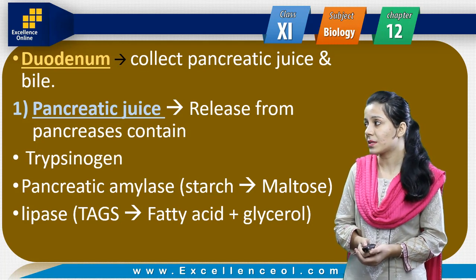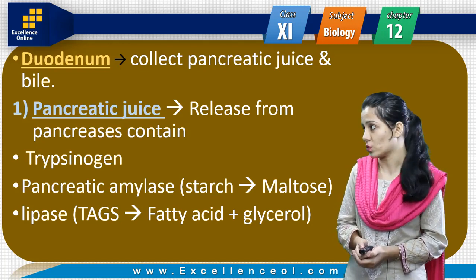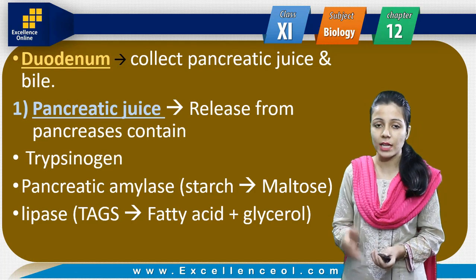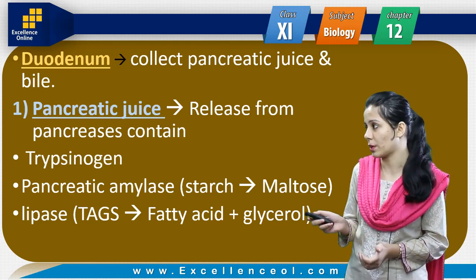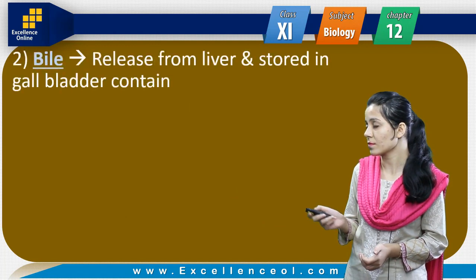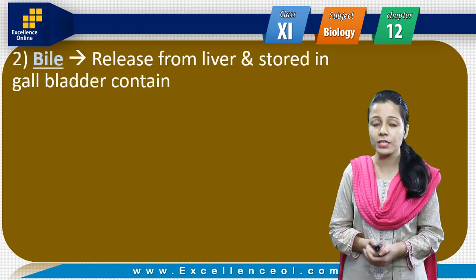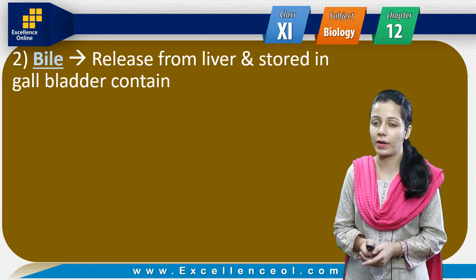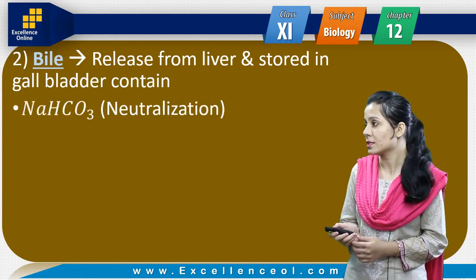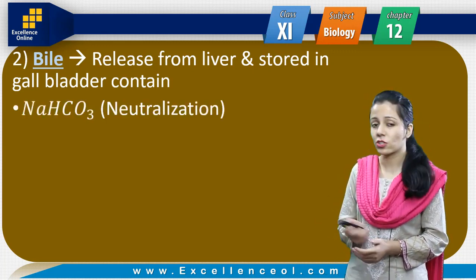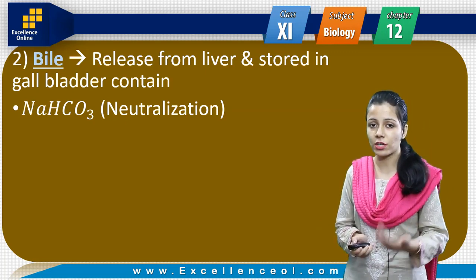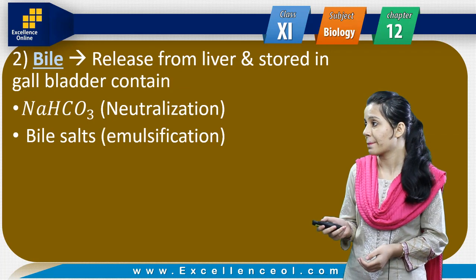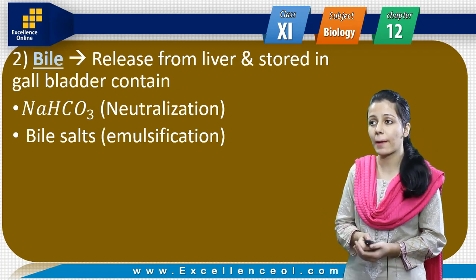Pancreatic amylase helps in the digestion of starch into maltose, and lipase is an enzyme which helps in the digestion of triacylglycerol into fatty acids as well as glycerol. Next is bile, which is released from the liver and stored in the gallbladder. It contains NaHCO3, sodium bicarbonate, which helps in neutralization of the acidic chyme released from the stomach. It contains bile salts, which help in emulsification.